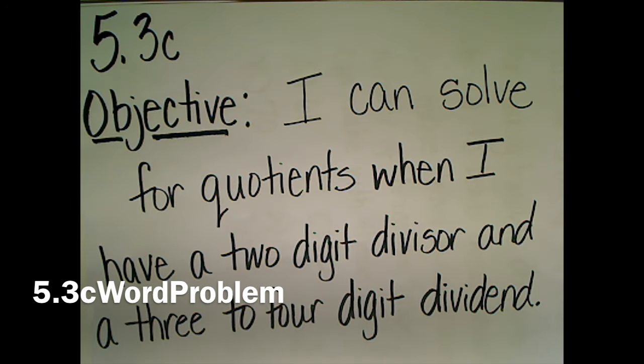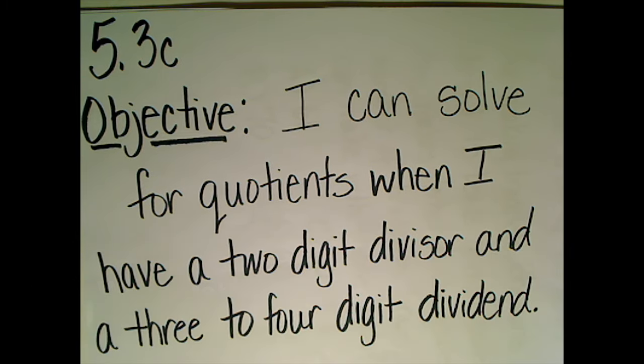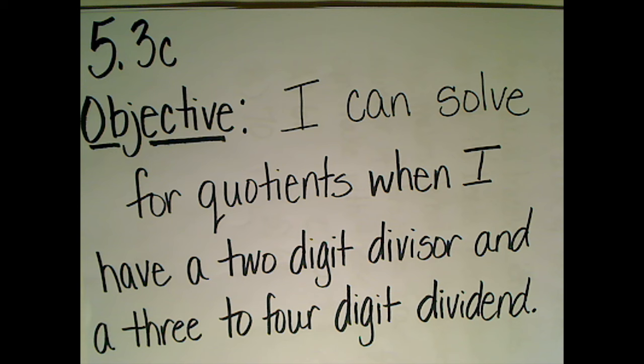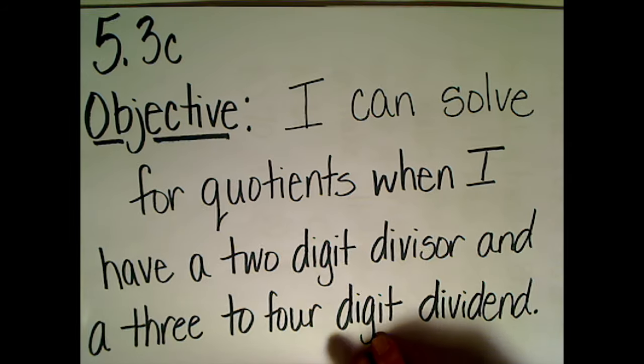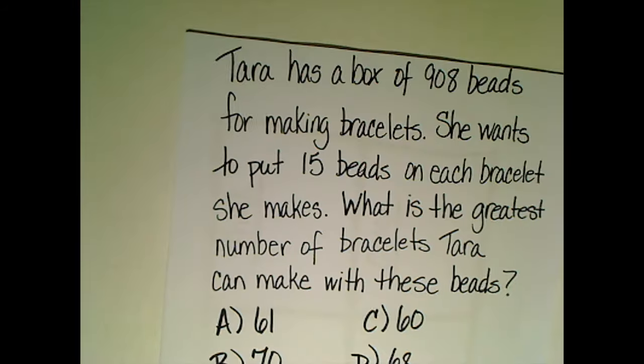We are in the word problem section of the playlist for 5.3c, and that objective again is I can solve for quotients when I have a two-digit divisor and a 3 to 4 digit dividend. So right now we're going to review a STAAR released word problem concerning this very TEKS.